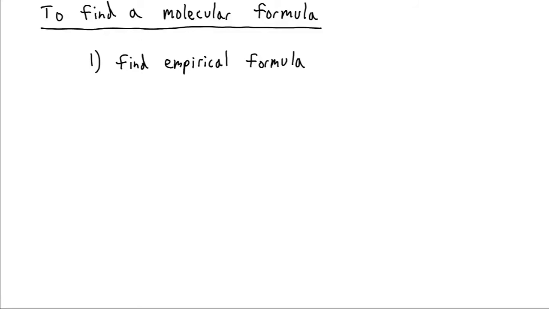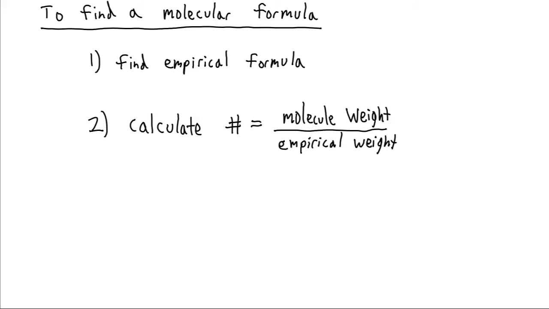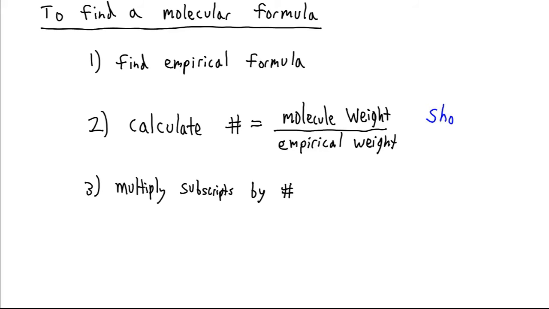Our steps to find a molecular formula are going to be largely based off of what we did previously. The first thing we have to do is find the empirical formula. Once we have found the empirical formula, we take the molecular weight that we know and divide it by the weight that we calculate for the atoms in our empirical formula. And we're going to use that number to multiply all the subscripts in our empirical formula. Note that when you do step 2, you should get a nice whole number.